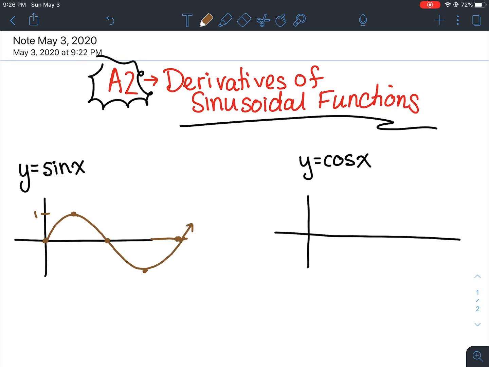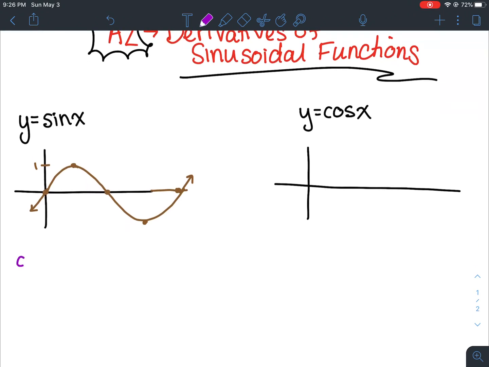I'm not even going to put any values on this graph. We're just making observations here, and we're just going to see what the derivatives equal simply from looking at their graphs. Okay, so let's say we wanted to figure out the derivative of sine x.